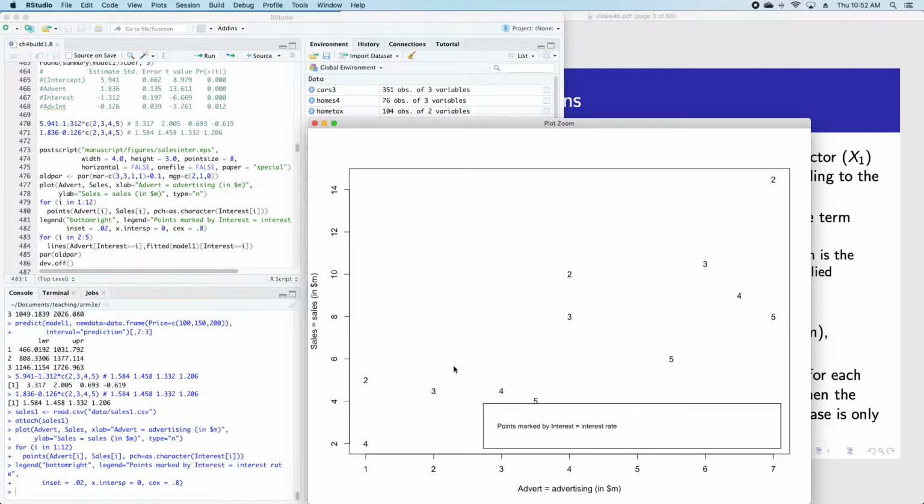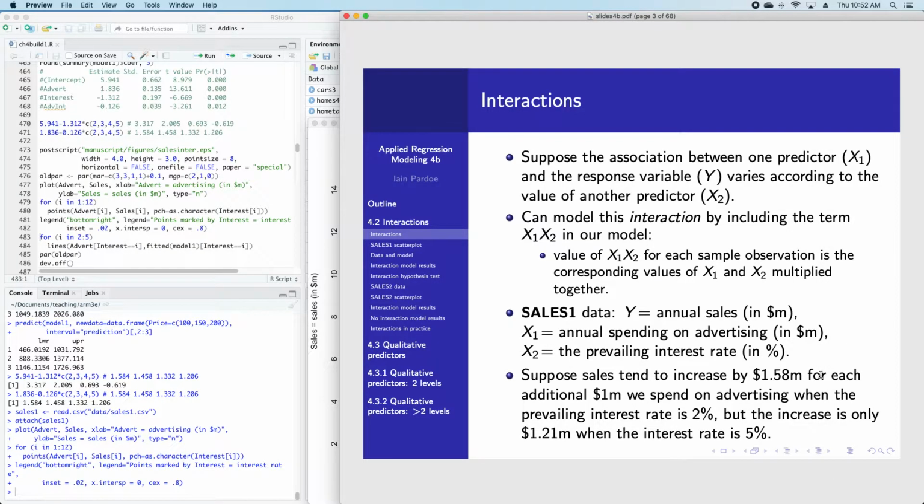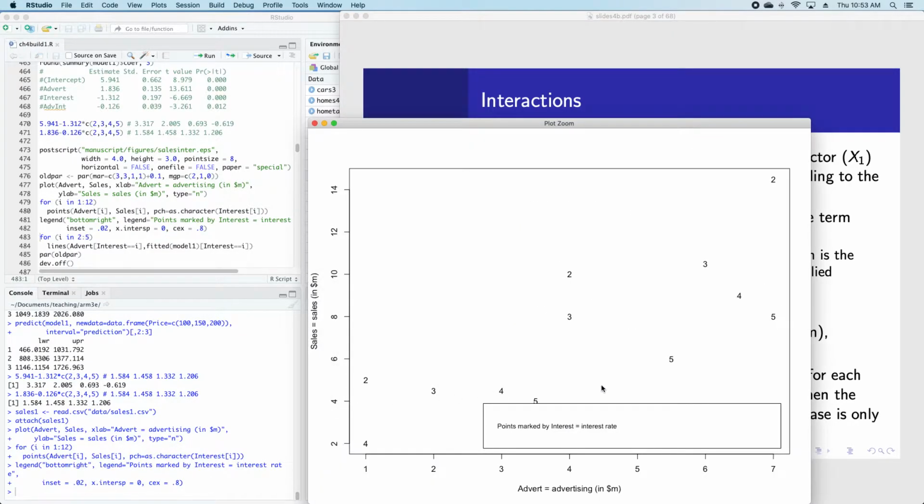When the interest rate is 3%, the relationship is given by these 3 points here, and when the interest rate is 4%, it's these 3 points here, and when it's 5%, it's these 3 points here. And so the question we're asking is, does the association between sales and spending on advertising change according to the value of the interest rate? It's kind of hard to tell from the graph if that relationship changes or not.